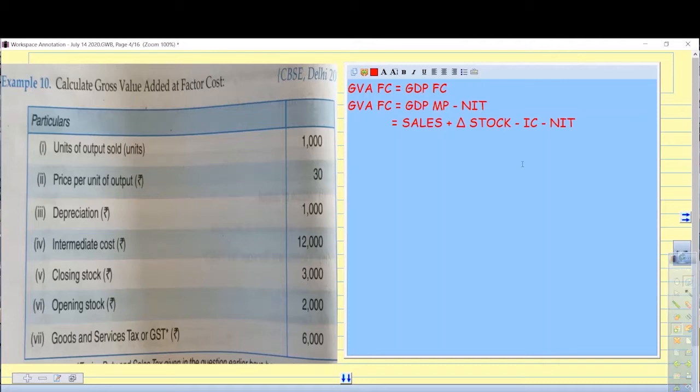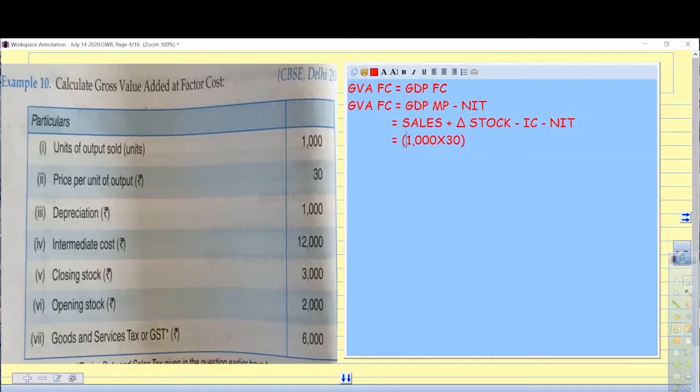Try to solve the question. Sales, directly the value of sales is not given, but instead they had given us units of output sold and price per unit of output. So sales is equal to unit of output sold multiplied by price per unit of output. So it will become 1000 multiplied by 30. This will give us the sales value.